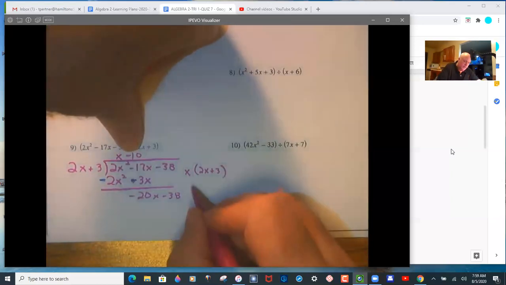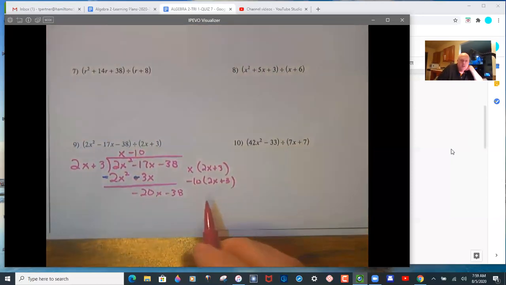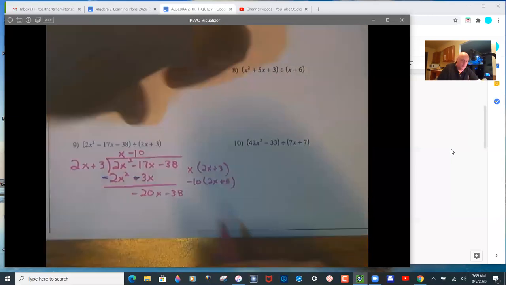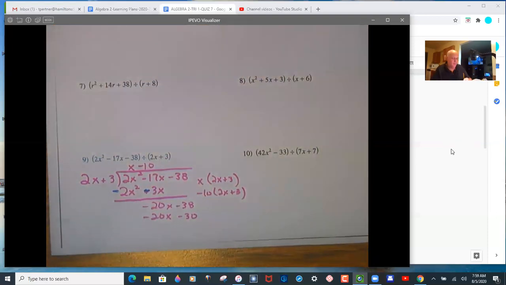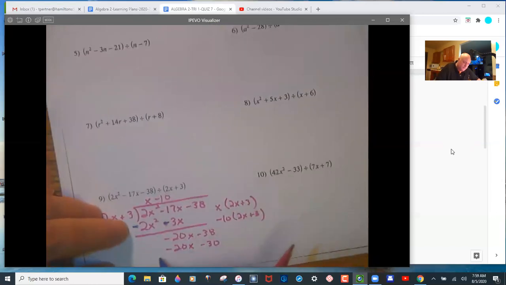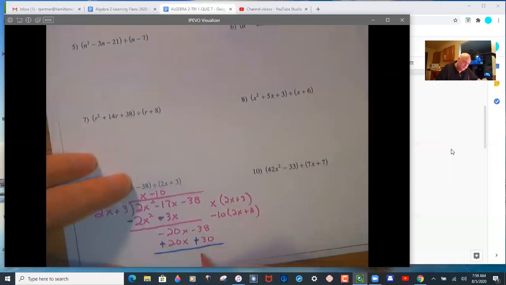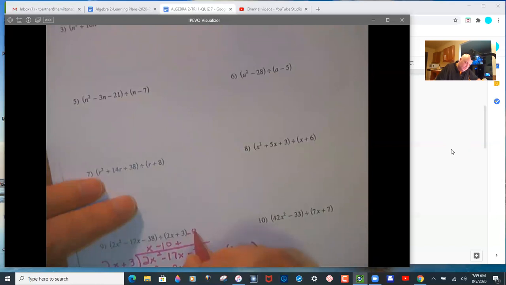And do the negative 10 times 2x plus 3. I just drew a blank for a second there. So whatever you put up here, that's got to get multiplied by. So that's negative 20x minus 30. So I'm going to draw the line. I'm going to change the sign. So notice how that first part always drops out. So we have a remainder of negative 8, and that goes over 2x plus 3.